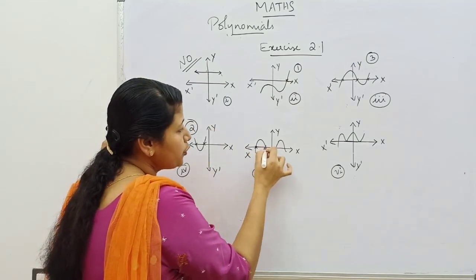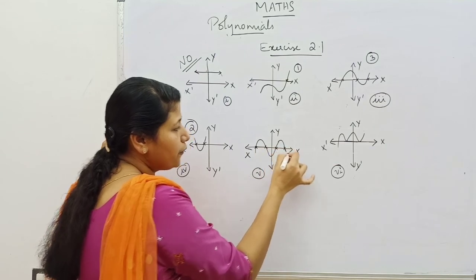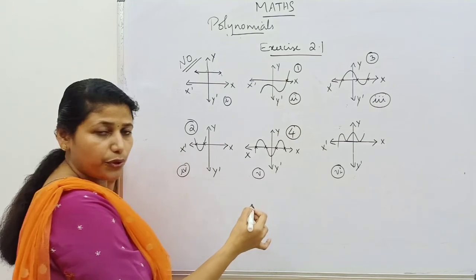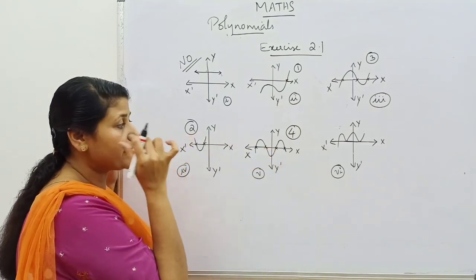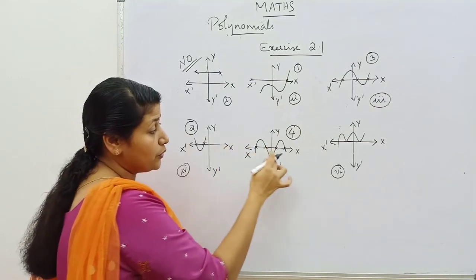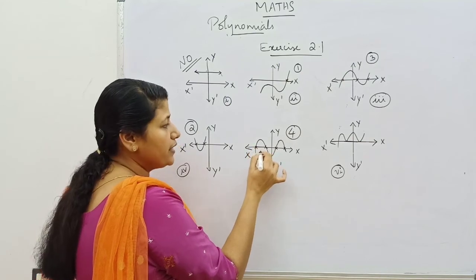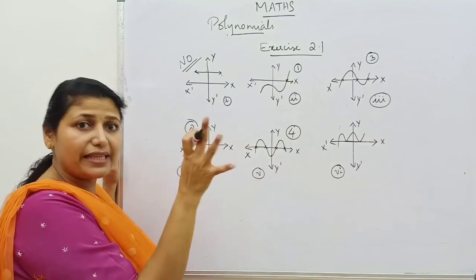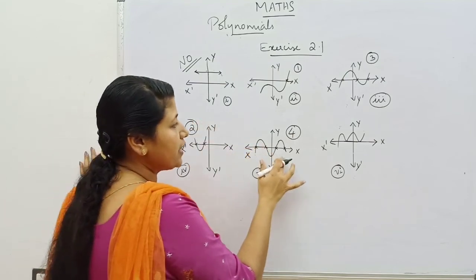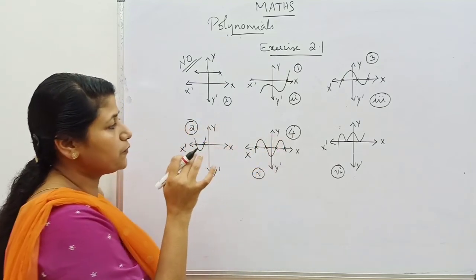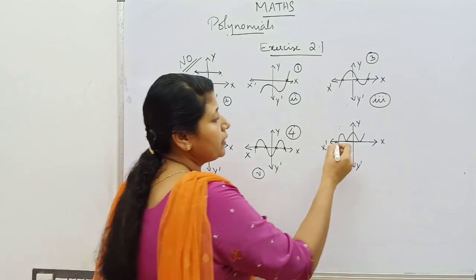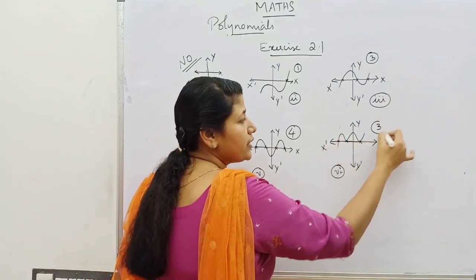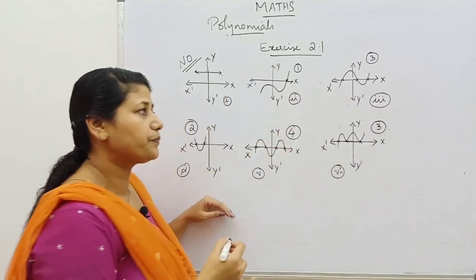Here 1, 2, 3 and 4. Here 4 zeros will be there. Can you take this point? No, since this is the y-axis, you cannot find any zeros on it. You have to find out whether the curve is intersecting with the x-axis, only the x-axis. So here 4 points are there, so you can find 4 zeros for this polynomial. What about this? Here 1, 2 and 3. So only 3 zeros are there for this polynomial.